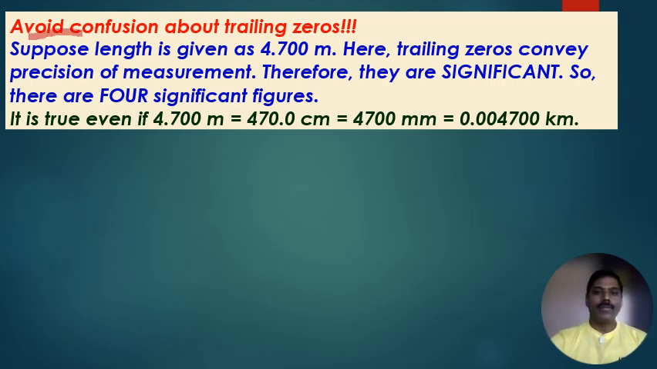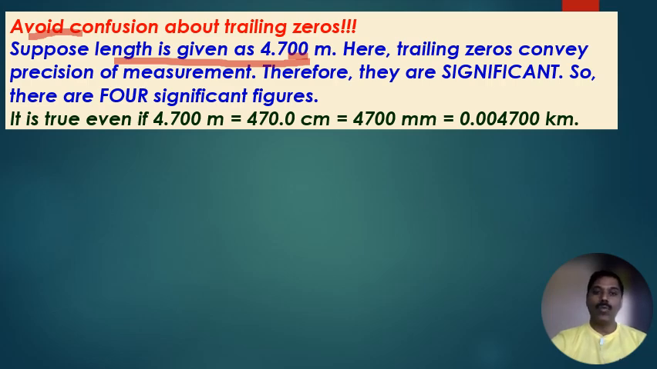So this is how one has to understand the nature of significant figures. How to avoid confusion about trailing zeros? Take one more example. Length is given as 4.700 meter. As I mentioned in the previous slide, since the trailing zeros are taken after the decimal point, they are to be considered as significant.